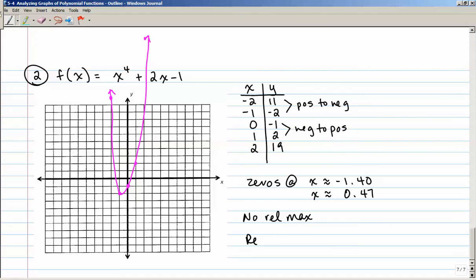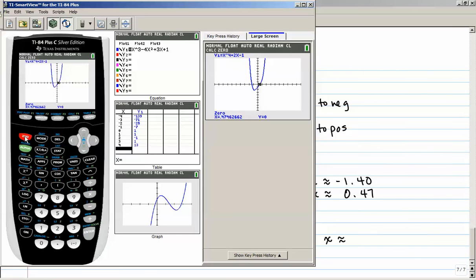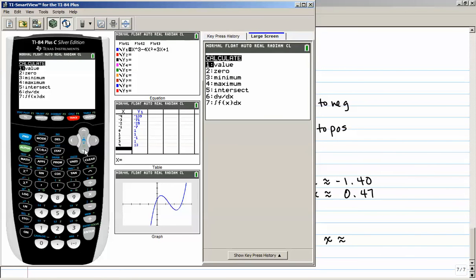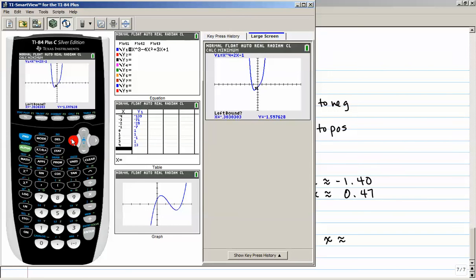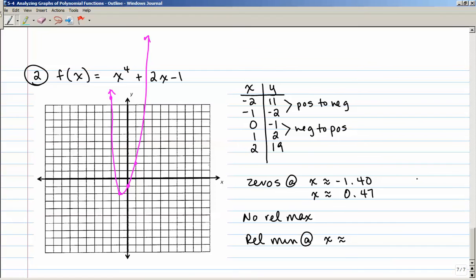But I will have a relative minimum, and I need to figure out what that is. That's going to be this low point down here. So let's go back to the graph, second trace. I'm looking for a minimum. I'm going to move my cursor to the left of that low point, hit enter, and then move my cursor to the right of that low point, and hit enter, and then hit enter again, and it tells me that I have a minimum at approximately -0.79.